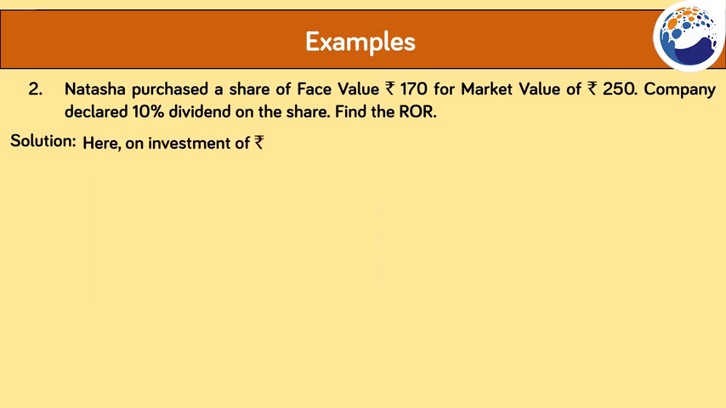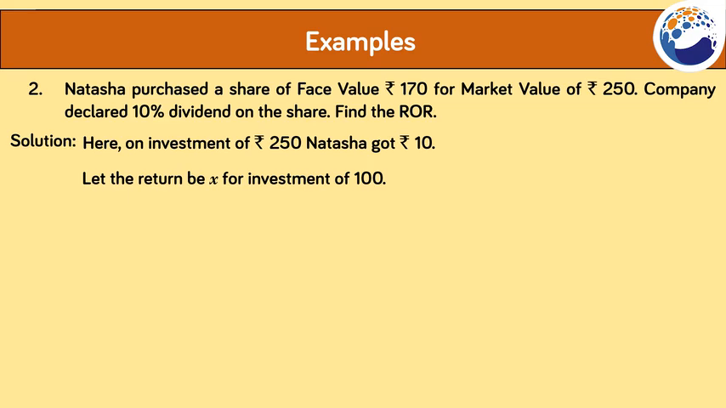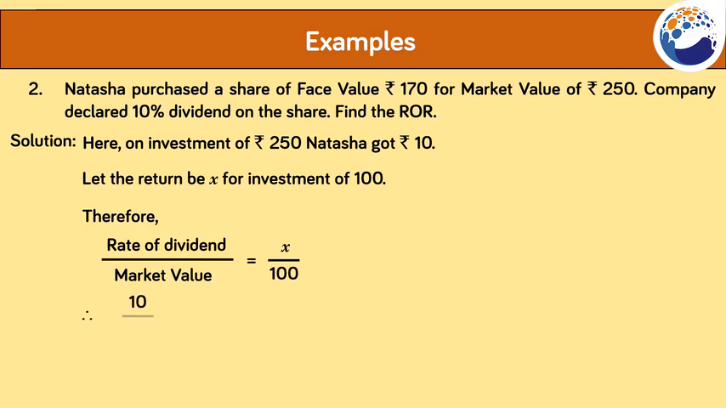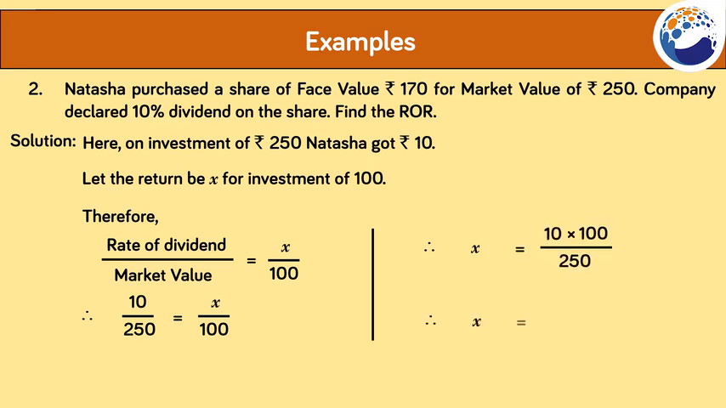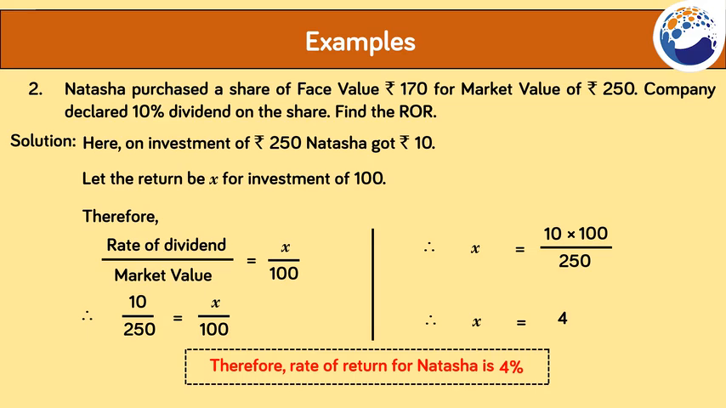Solution. Here, on investment of Rs 250, Natasha got Rs 10. Let the return be X for investment of 100. Therefore, rate of return upon dividend is equal to X upon 100. Therefore, 10 upon 250 is equal to X upon 100. That is, X is equal to 10 into 100 upon 250. We get X is equal to 4. Therefore, rate of return for Natasha is 4%.